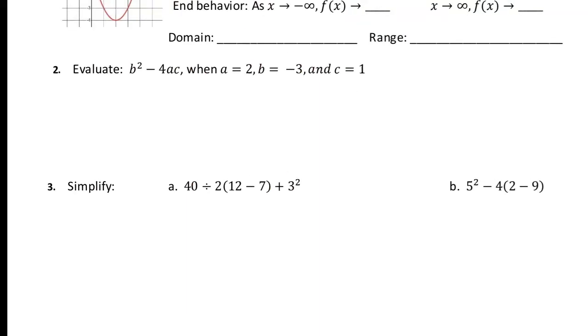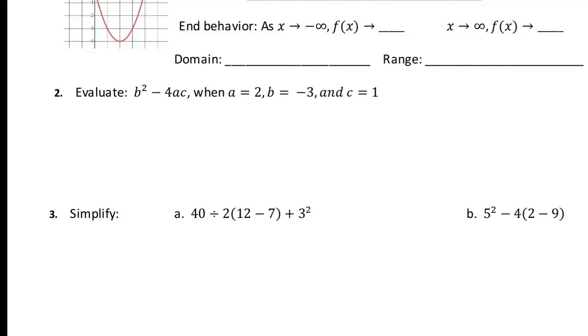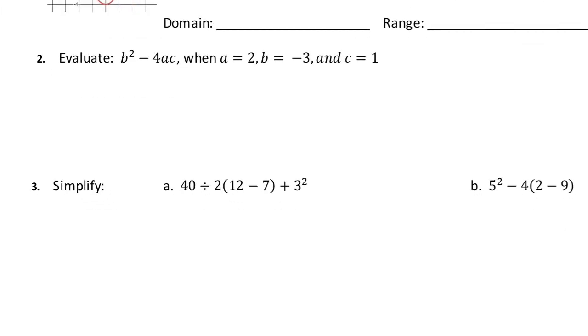Evaluate b squared minus 4ac when a is equal to 2, b is equal to negative 3, and c is equal to 1. I think this would be a 2-point question if it's not multiple choice. So first of all, you have to substitute in correctly. So b squared when b is equal to 3 is, oh, that's way too big.